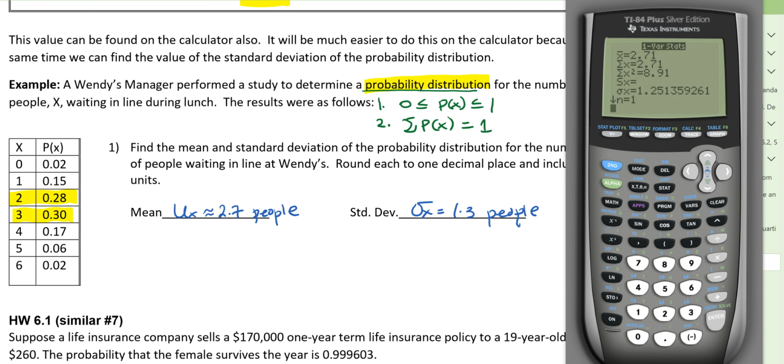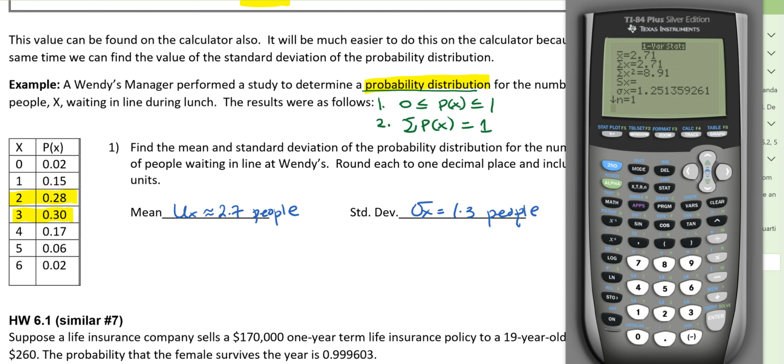And this means that, on average, there are about 2 to 3 people waiting in line during lunchtime, which is kind of showed in our probability distribution here, where 2 and 3 were two of the highest probabilities.